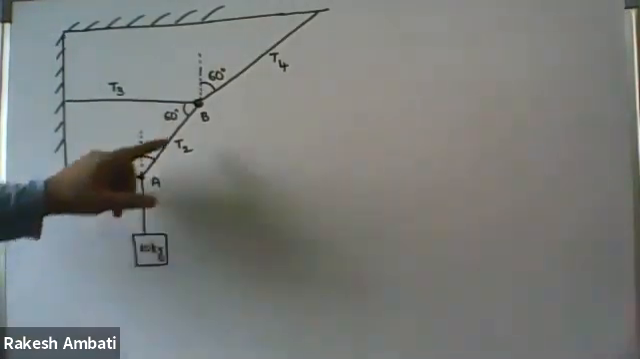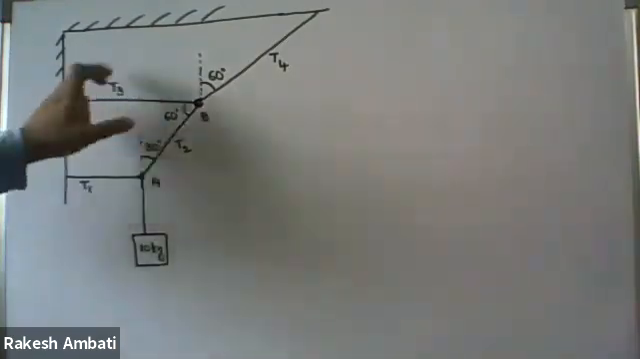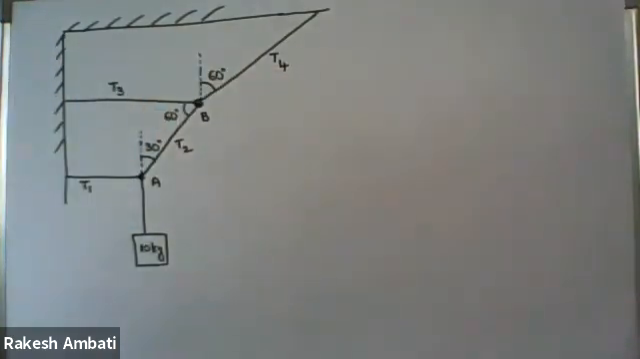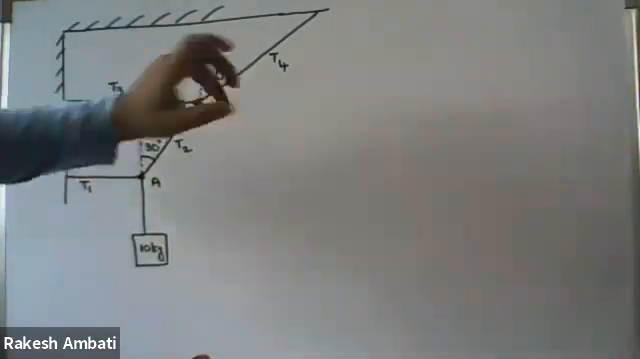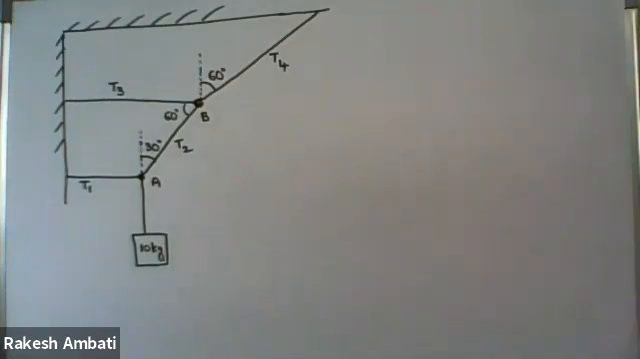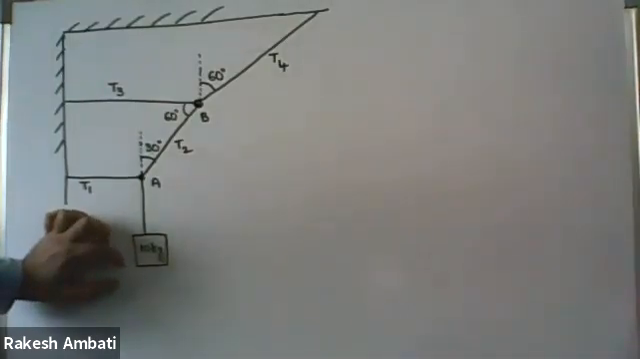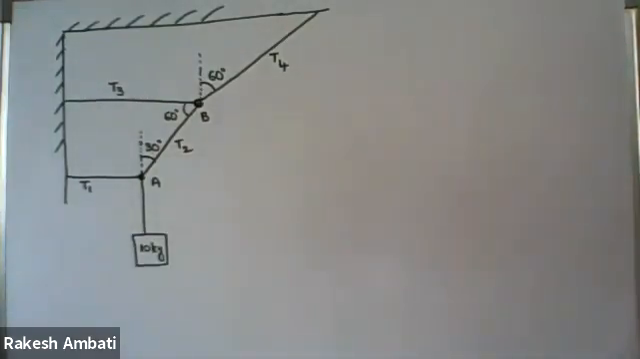Now this is the question. It is one tied point. So T1, T2, T3, T4, so 4 tension forces. The question is, if the whole system is at equilibrium, find T1, T2, T3, T4. So this mass is 10 kg. If the whole system is at equilibrium, write down the question. Find T1, T2, T3, T4.